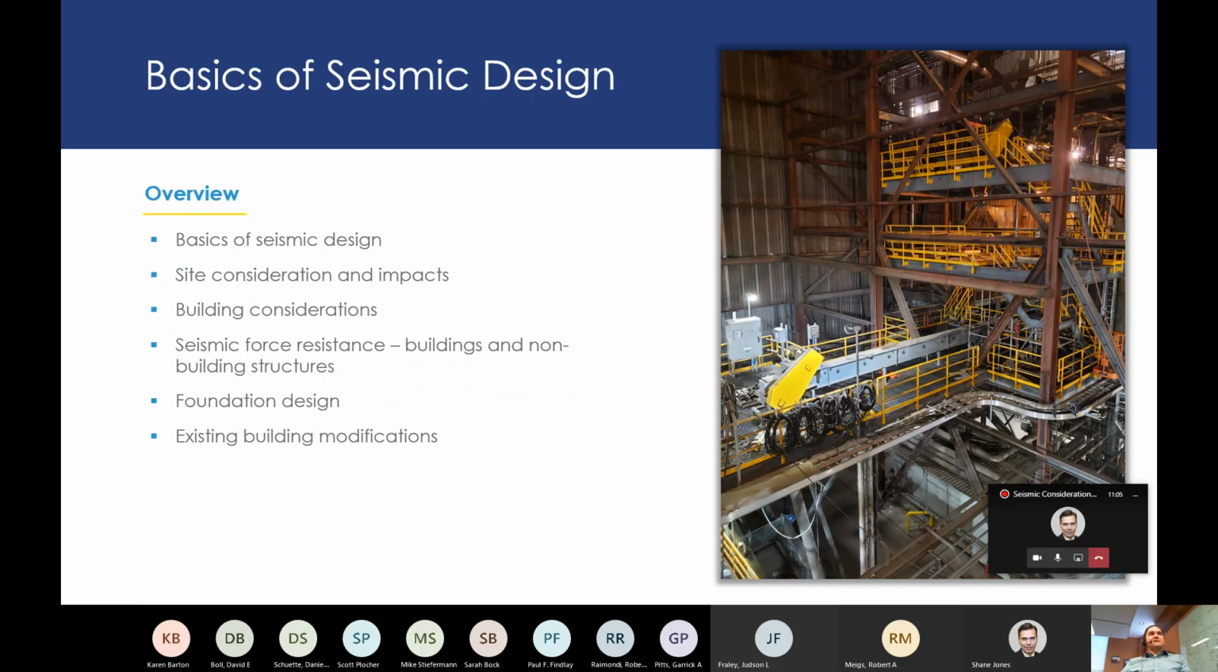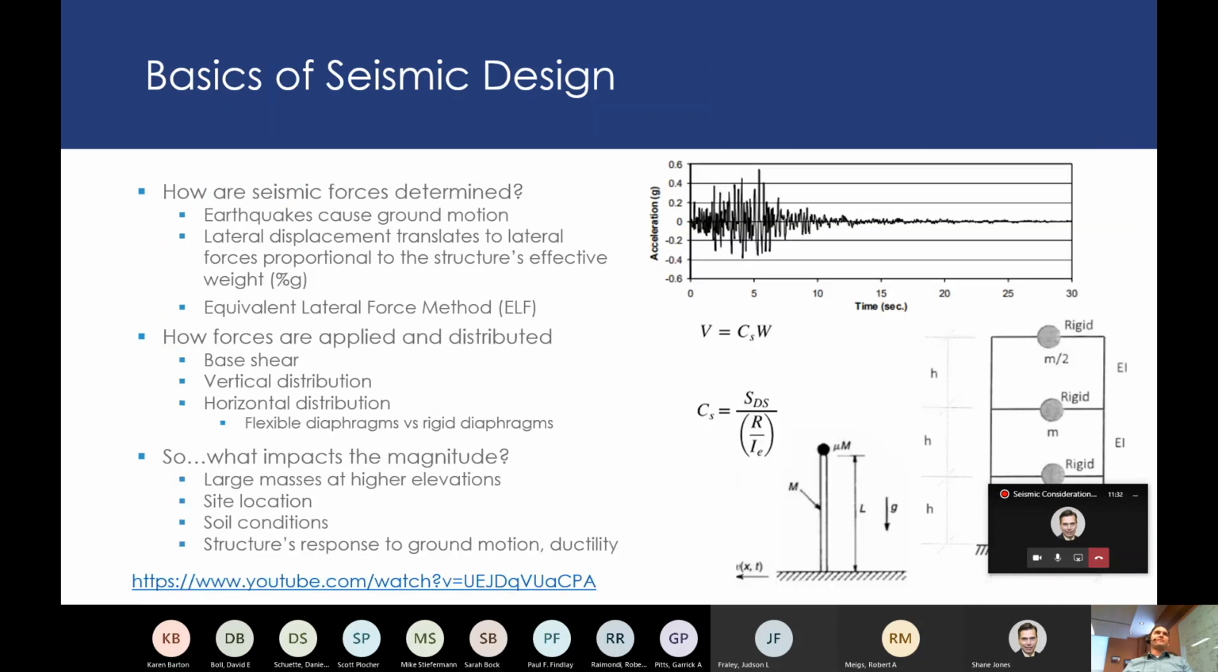So the presentation today, talk about basics of seismic design, how forces are determined, site considerations and the impacts, building considerations when you're planning out your building, laying it out, things for the owner to consider. Then our seismic force resisting system for buildings and non-building structures. Then briefly talk about foundation design and existing building modifications. So basics of seismic design.